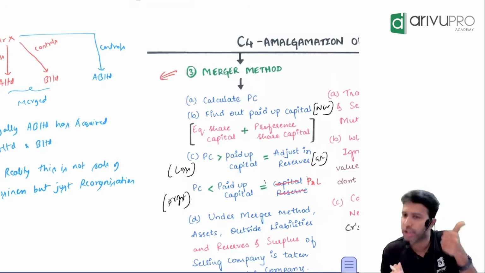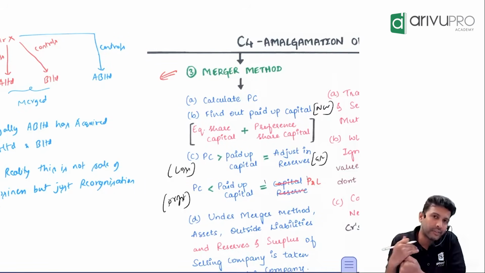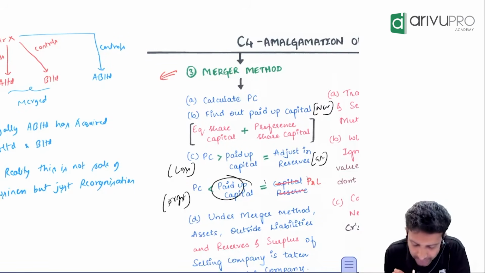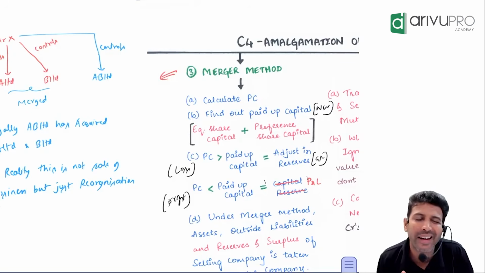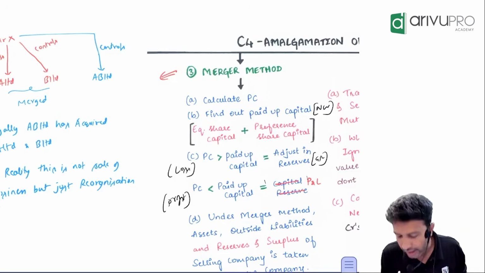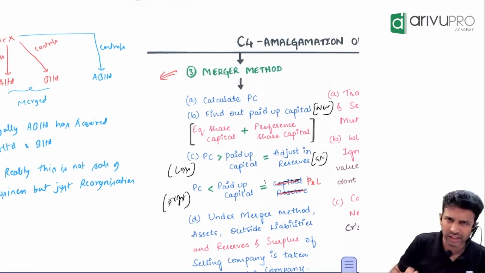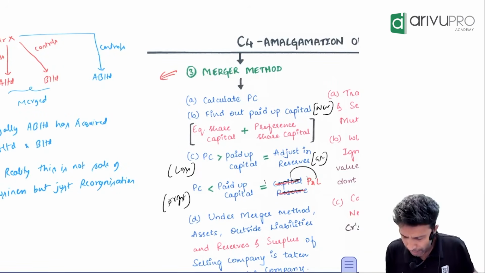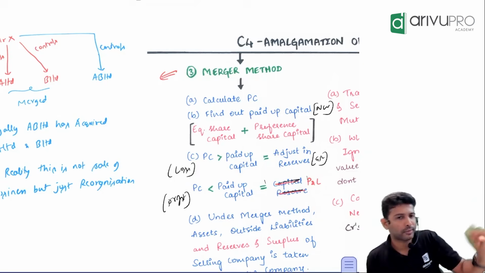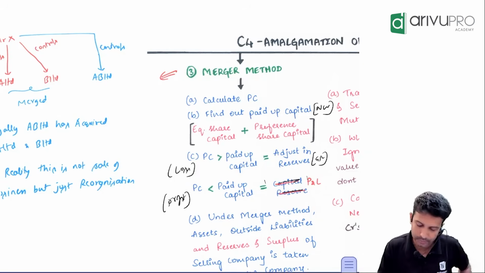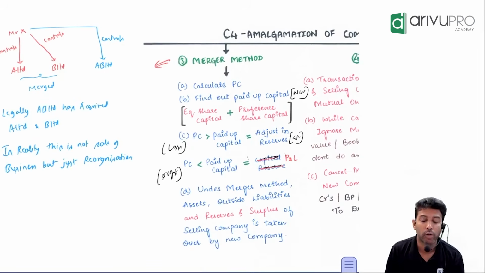Usually you adjust it in general reserve. If it's the other way around, if PC is lesser than paid up capital, then the purchasing company made a profit. That profit you'll transfer to P&L. In the chart book, I had written it as capital reserve. In the last 2-3 attempts, when the new syllabus came, they modified this from capital reserve and call it P&L. Okay, Naji? Sir, didn't understand, sir.